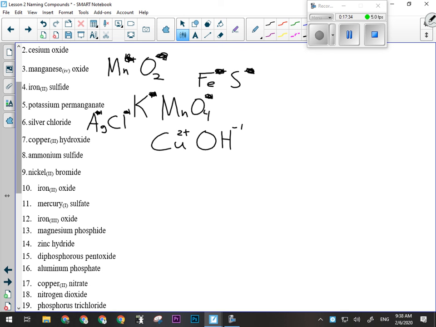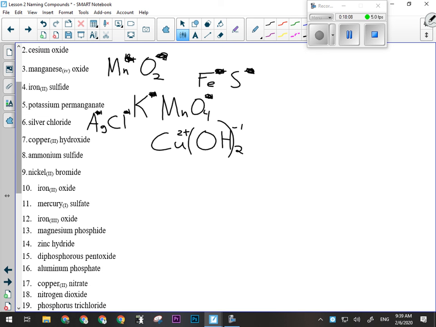What am I going to have to do here that I haven't had to do yet? I'm going to have to use brackets. Because when I drop and swap, the 1 is going to come here and the 2 is going to go here. But if I write it that way, that doesn't mean 2 hydroxides, it means 2 hydrogens. I need to enclose my polyatomic ion in brackets if I'm putting a number beside it. So a very common mistake there would be to forget the brackets.